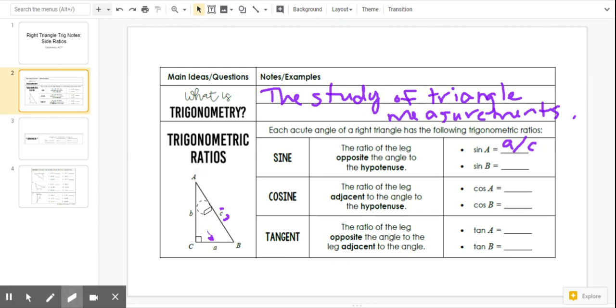The sine of B is going to be different. It's not the same thing. Uppercase B is this angle right here. So the sine of B is the opposite; we find the side opposite. In this case, it's lowercase b over the hypotenuse, which is still C.